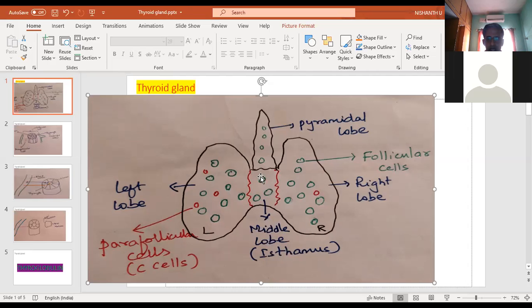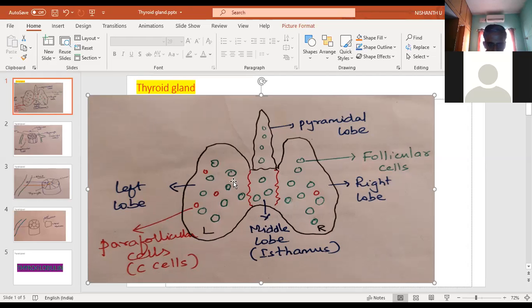From the middle lobe, one more projection is there, which we call the pyramidal lobe. So, are you able to understand the left lobe and the right lobe, and that they are connected by the middle lobe, called the isthmus? And from the middle lobe, one projection is there that we call the pyramidal lobe.